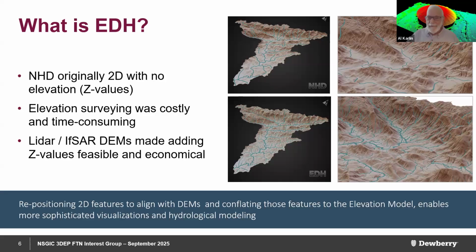Now, with the LIDAR-derived surfaces, we could easily use these to better align the hydrography with the elevation, as well as densify the network. And what we're looking at here is a small HUC 12 in the Saluda River watershed. The top is the existing NHD, and the bottom illustrations are what Dewberry constructed for elevation-derived hydrography from the 3DEP LIDAR.